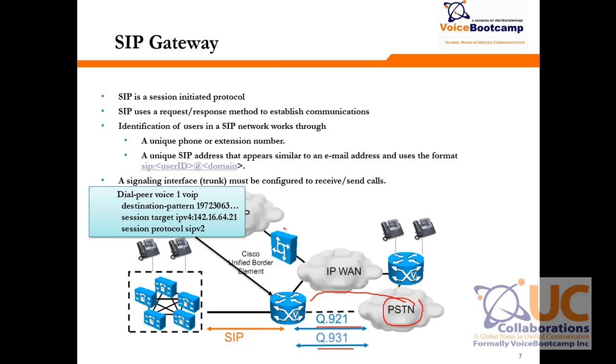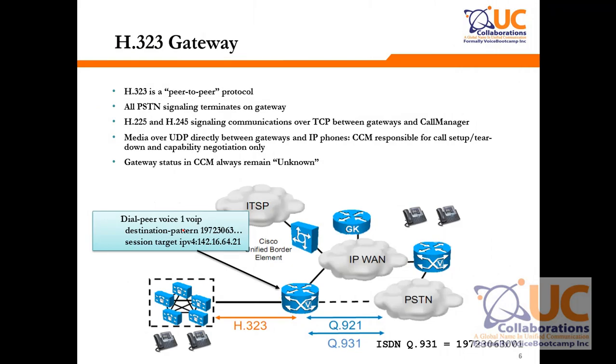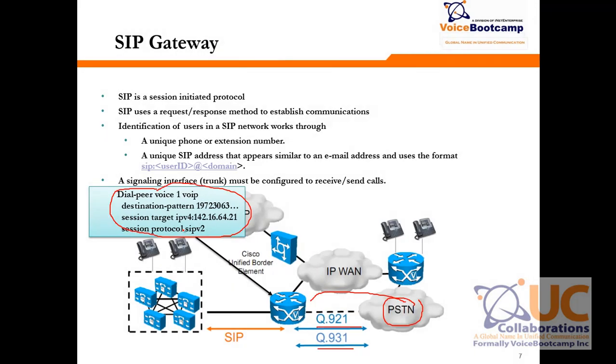So the router has to have a dial plan matching that dial number. Therefore, we also have to have a dial plan or dial pair in SIP. Now look at the difference between the H.323 dial pair. If I go back, this is the H.323 dial pair and this is the SIP dial pair. So what's the difference? Well, we converted this dial pair to SIP by using the following command: session protocol sipv2. Now this dial pair is no longer default.